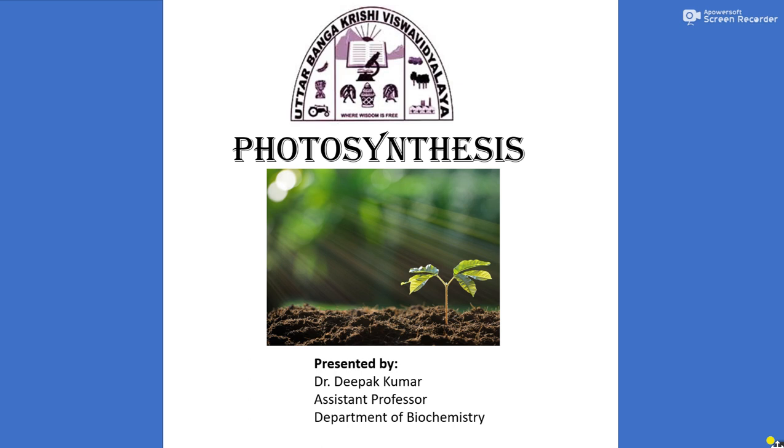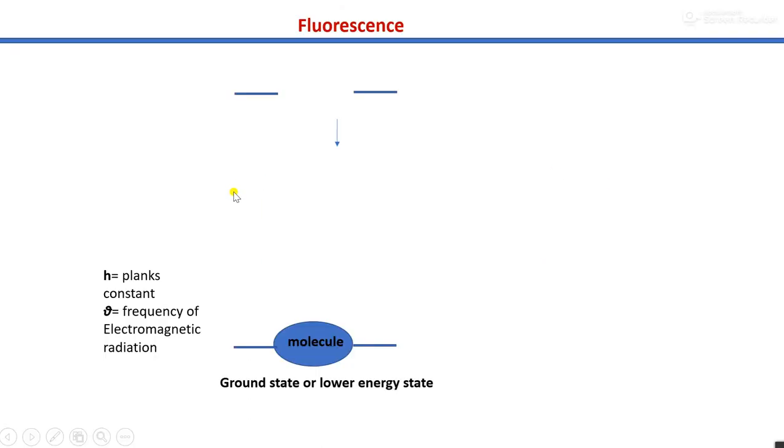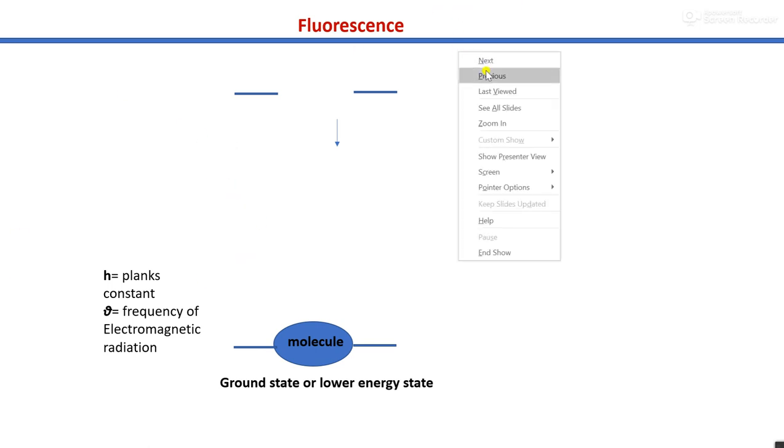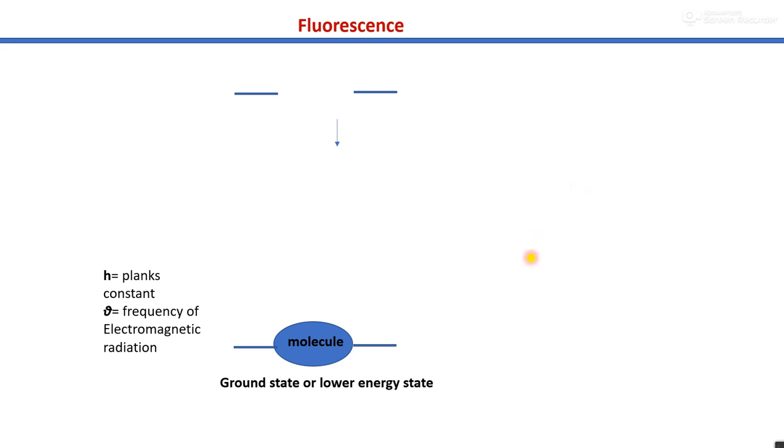So let us first talk about fluorescence. The phenomenon of fluorescence has greatly helped in our understanding of the transfer of light energy between the photosynthetic pigments by resonance. And here resonance means increasing amplitude of oscillation of electromagnetic wave, that is light.